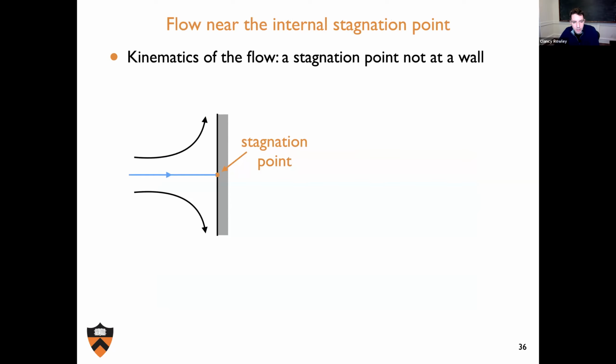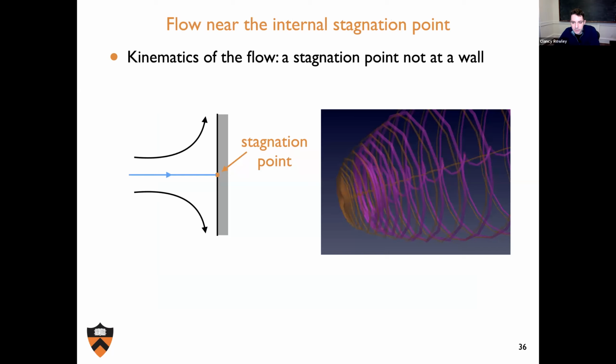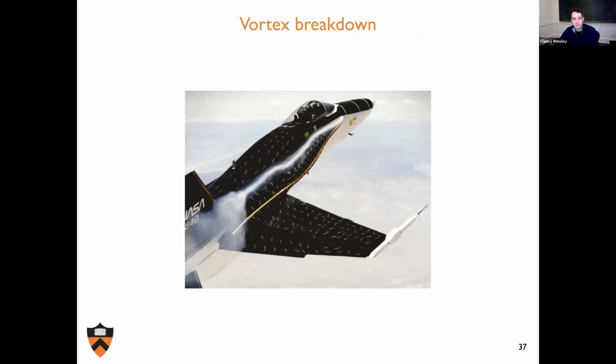If you have a flow impinging on a wall, you'll get a stagnation point somewhere in the middle there that separates the flow going up from the flow going down. But you can also have a stagnation point internal to a flow, which is what happens in our flow here. So the stagnation point is right at the end there. And this is sort of an unusual phenomenon. But it does happen in other situations.